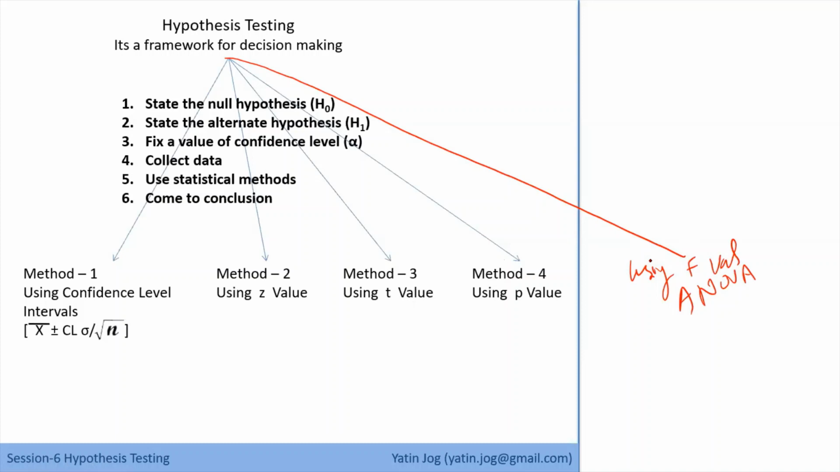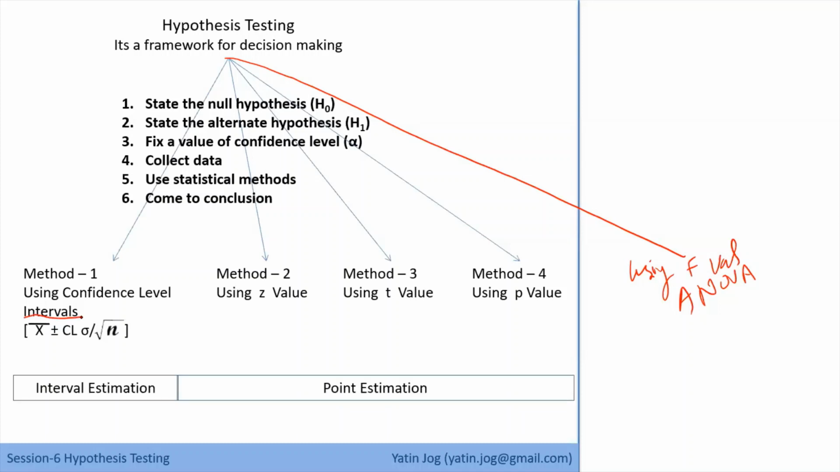Now if you look at the first method, we are trying to calculate an interval of values, a set of values. So this is called the interval method or interval estimation method. In the remaining methods, we are discussing only one point. Z is a single value, T is a single value, P is a single value, F is a single value. So these are called point estimation methods. So we have one interval estimation method and 3 to 4 point estimation methods for decision making in hypothesis testing. Now we'll start this process.